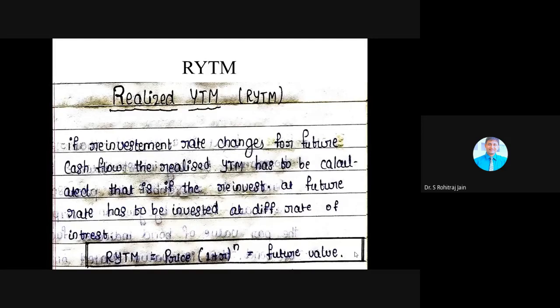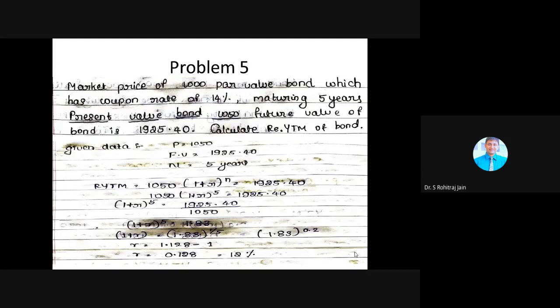RYTM of the bond is equal to price of the bond multiplied by (1 plus R) to the power N, which is equal to FV, that is future value. We will solve one problem related to RYTM so that we can understand the concept better. The first problem related to RYTM, they will be clearly mentioning in the question, calculate the realized yield to maturity of the bond. Okay. Now, who will explain the given data here?